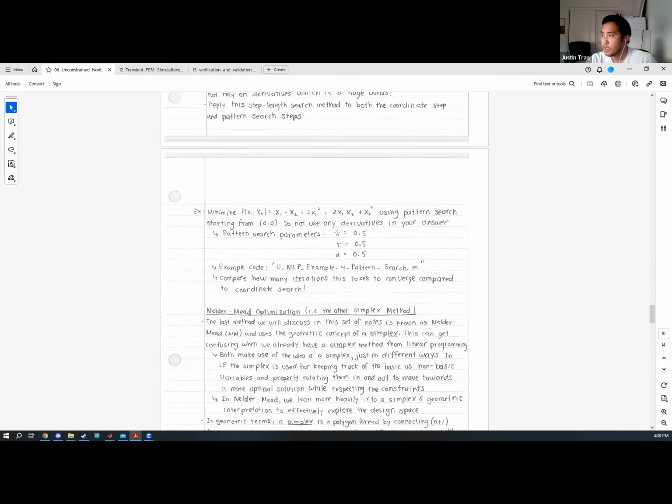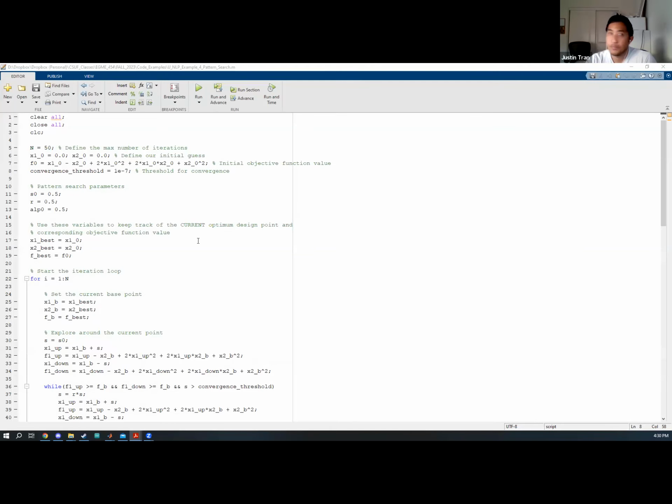Okay. And then for the pattern search parameters, these are the default values that we're looking at. We're using a lambda value of 0.5, an R value of 0.5, and an alpha value of 0.5. So everything is 0.5. You see those parameters here. S0 here is our initial lambda value. R is the reduction factor, and this alpha value is another step length, but that's for the pattern search step. So S0 is for the coordinate search steps, and alpha is for the pattern search step.